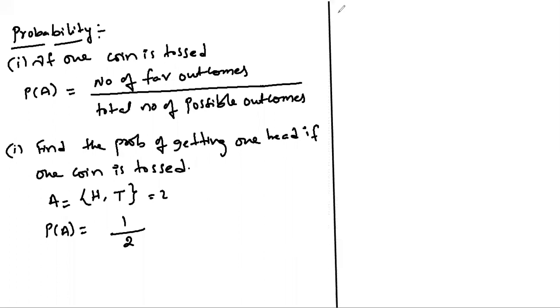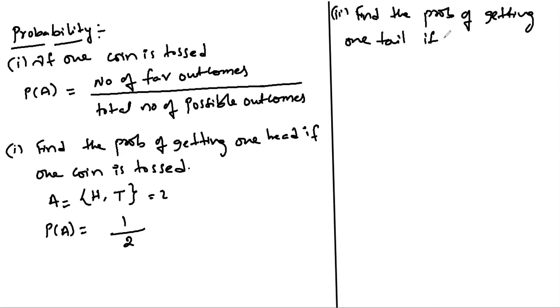One more question. Find the probability of getting one tail if one coin is tossed. Same. P of A is equal to, in the denominator you have to write the total number of possible outcomes. And the question here is: find the probability of getting one tail. One tail, how many are there? One. So it is 1 by 2. So here, if one coin is tossed, the questions are done.